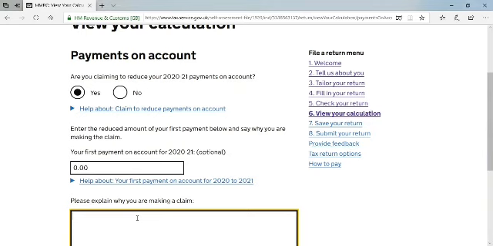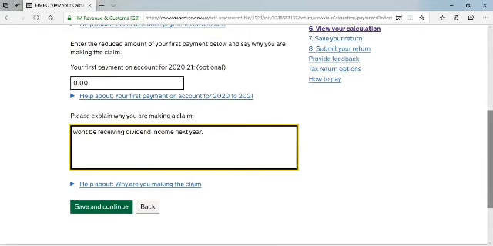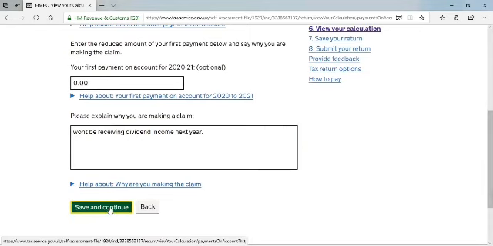In this case, you could put, I won't be receiving the dividend income next year, which means it would just be the £8,000 salary and there wouldn't be any tax payable. Okay, you can then save and continue.